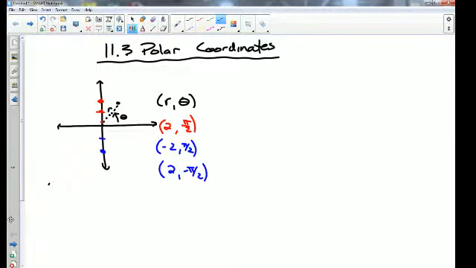You can write a point, I could probably write this 4 different ways just right off the bat. Because it can also be 2 and 3 pi over 2, right? So there's another one. All right, so that's polars.